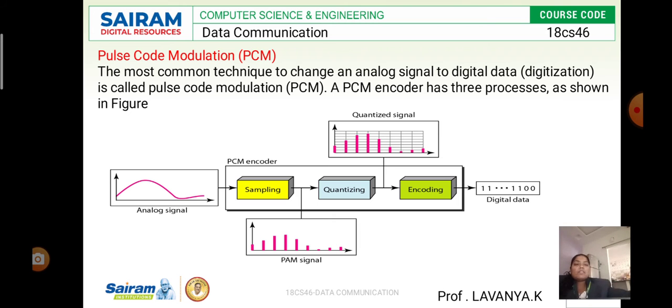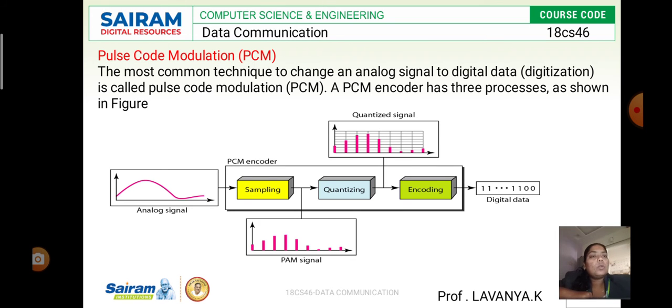The PAM signal is the pulse amplitude modulation signal. It is nothing but the sampling, meaning they calculate or count the samples in the given interval of time. The sample rate in the given interval time generates a sequence of samples, which we call PAM, that is, the pulse amplitude modulation signals.